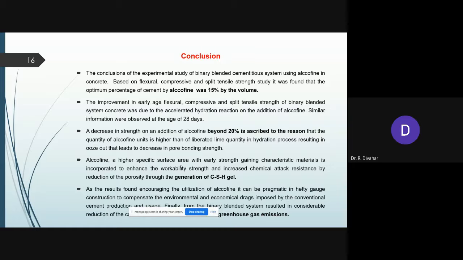Alkafine has a higher specific surface area with early strength gaining characteristics, incorporating increased workability, strength and increased chemical resistance by reduction of porosity through the generation of C-S-H. As a result, increasing the utilization of alkafine can help prevent the environmental and ecological damage caused by conventional cement production. Finally, it allows considerable reduction in cement in order to reduce greenhouse emissions.